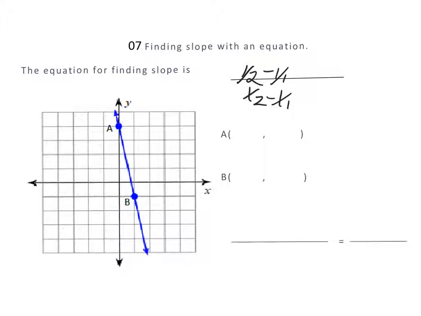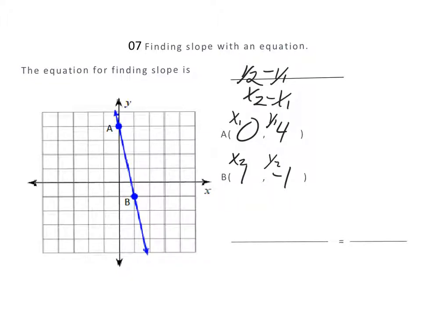So looking at it, point A is sitting at 0, and it goes up 1, 2, 3, 4. So 0, 4. B is at positive 1, and it went down by 1, so negative 1. Now what I want to do is go ahead and label all of my points. So I have x1 and y1, and then x2 and y2. Now let's plug these points into my equation.